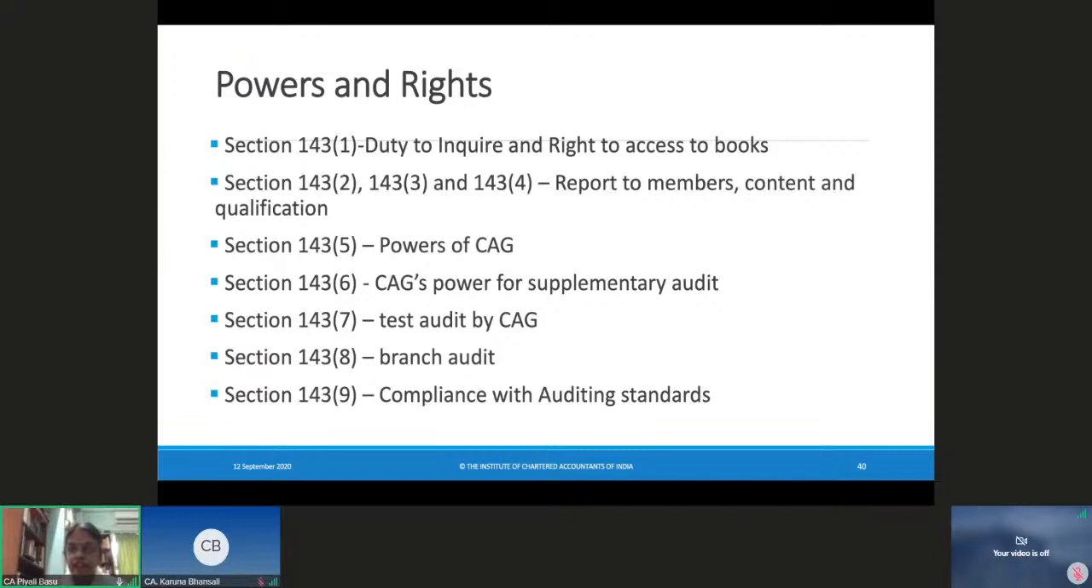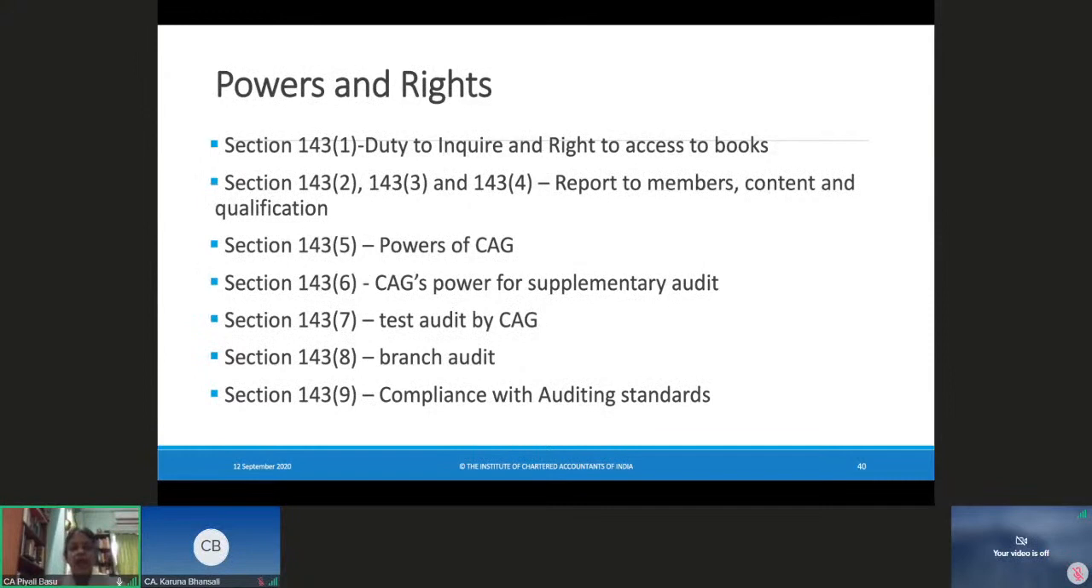Subsection 5 of section 143 talks about the powers of CAG. 6 also talks about different powers of CAG to order supplementary audit. 7 talks about the test audit that may be ordered by CAG, and 143.8 talks about the branch audit. It can be done by the main auditor, or by a separate auditor. Examples I had given you were cases of banks, and large PSUs or large organizations where branch audit is done by an auditor other than the one doing the consolidation or head office audit.